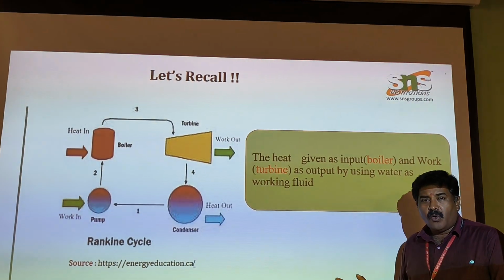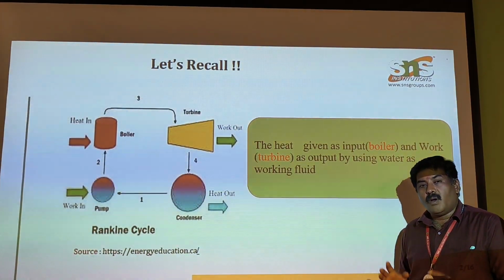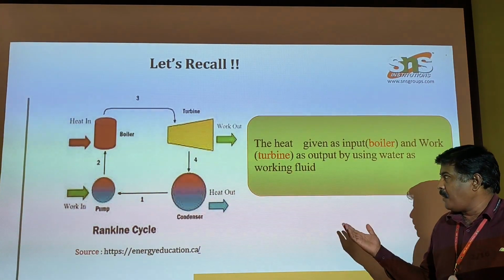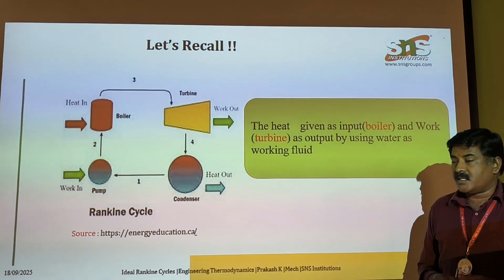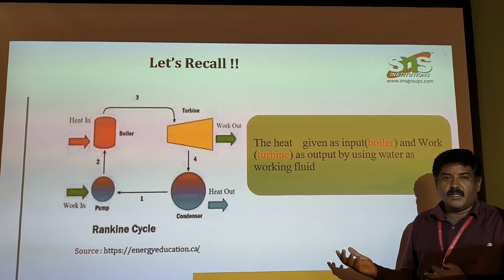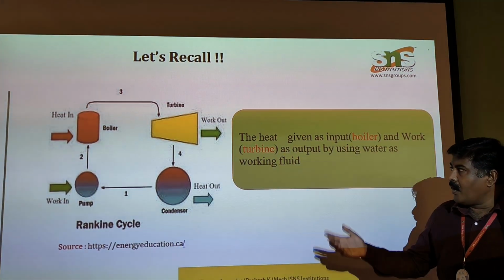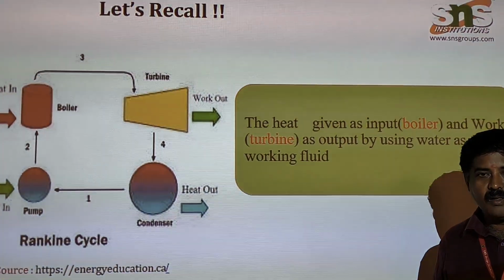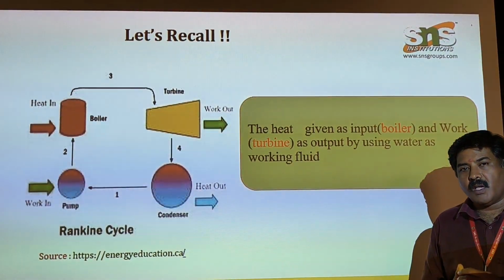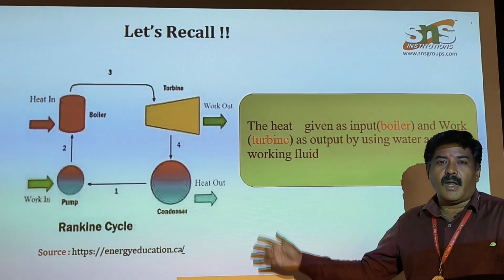Before going to the topic, let's have a small recall of what the Rankine cycle is. The common principle behind the Rankine cycle is that heat is supplied and work is extracted in the turbine. The input is heat and the output is the work done. This is obtained with the help of a boiler, turbine, condenser and pump. So this is the Rankine cycle. In the regenerative cycle, we are going to see how it is modified from the Rankine cycle.